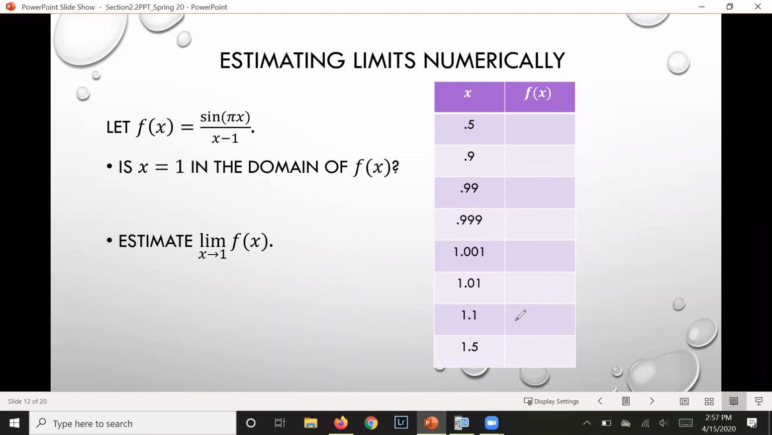So that is estimating limits numerically. Again, we created a table with values that are approaching the number that we're approaching in our limits. So in this case, we were looking at values approaching 1. Okay, and we look from both sides. So we have to look as we approach from the left-hand side, or from below, as well as the right-hand side, which is above.